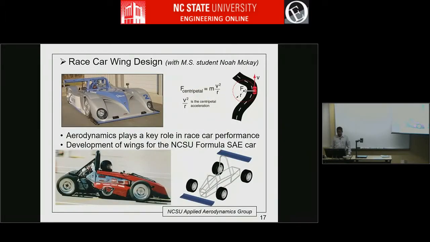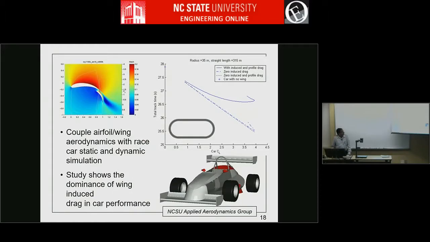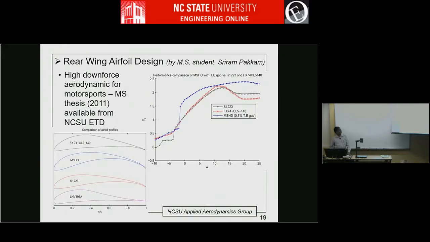And since I came here, we have, on and off with some students, been doing some race car applications, and Noah McKay, quite a while back, maybe 10 years back, looked at some wing design for the SAE Motorsports team here, and then another student, Sriram Pakam, also was looking at airfoil designs for the motorsports car, and he came up with a design like this that has a very flat lift coefficient near stall, and that's actually pretty impressive, because in many airfoils the stall is sharp.